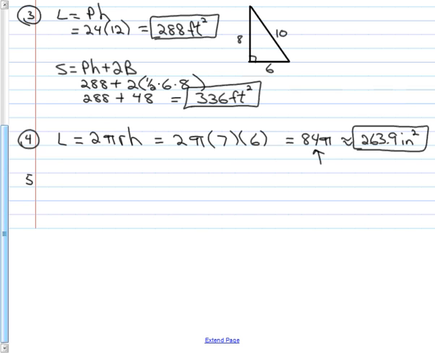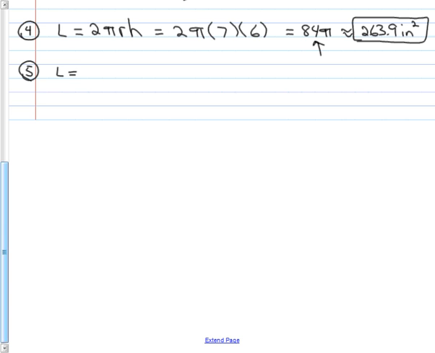5. Find the lateral area and surface area of these cylinders, and they want us to round to the nearest tenth. Okay, well, lateral area we know is 2 pi RH. 2 times pi, do we know the radius of this one? 13. How about the height? 8. Again, I want to go through the exact answer. I'm going to go 2 times 8, which is 16, times 13. Okay, if you need a calculator.